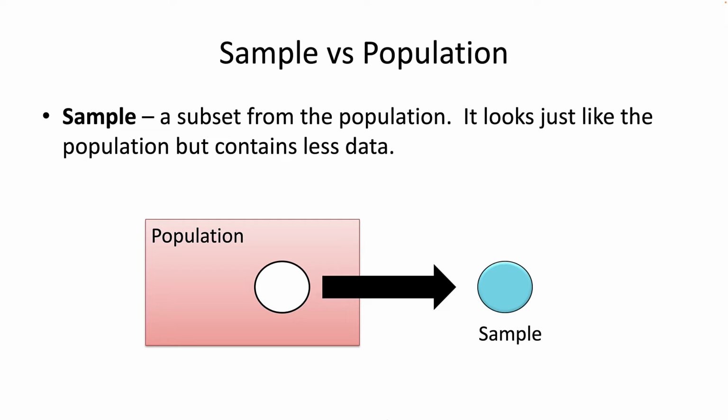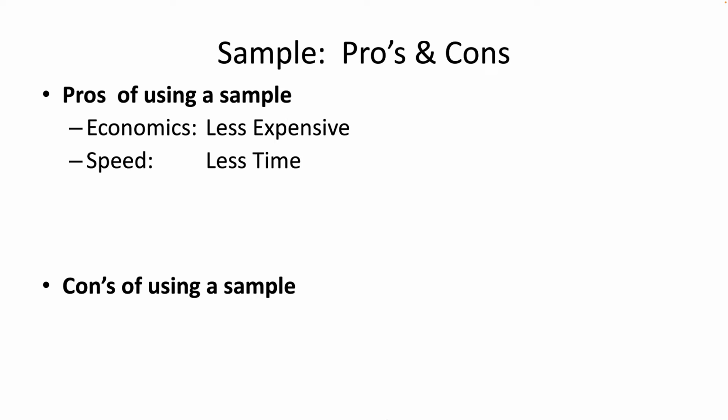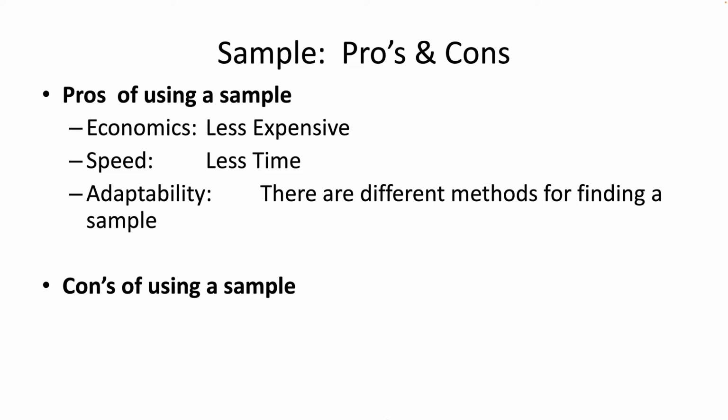Remember, stay tuned for a future video where we will learn good sampling techniques to ensure you have a representative sample. Just like the population, there are pros and cons to using a sample. On the positive side, it's less expensive. Dealing with the sample is just cheaper because there are less individuals compared to the population. It takes less time and it's very adaptable. There are different methods for finding a sample depending on what you're studying. There are some cons of using a sample as well. Inaccuracy.